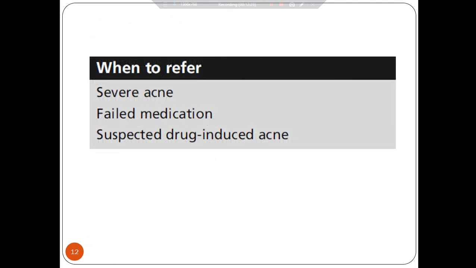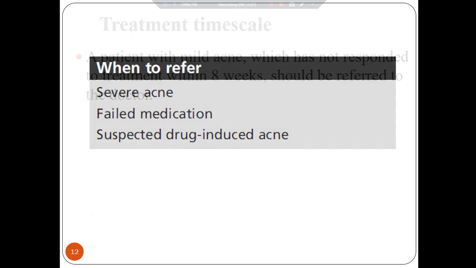When to refer? If there is severe acne, you should refer this patient directly. If there is a failure in the medication, you give the medication for 8 weeks and there is no improvement, you should refer the patient. If there is suspected drug-induced acne, you should also refer the patient in these 3 conditions.